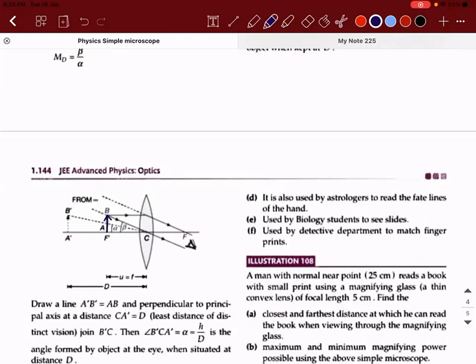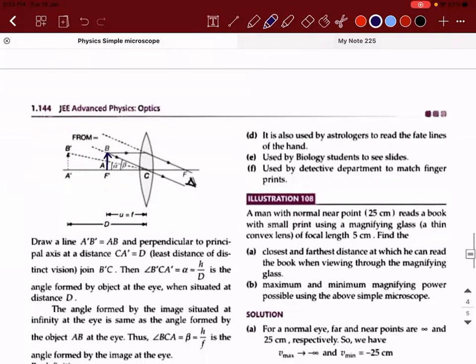The logic is very simple. When you place the object at infinity, the image is formed at focus. So when you place the object at focus, the image is formed at infinity, as simple as that. So when the object is placed at focus, the rays will get refracted in such a way that the final image itself is formed at infinity. So from here, if I take a line parallel to the object and take the angle calculation, then this is going to be alpha and this is going to be beta. So this is a very simple derivation.